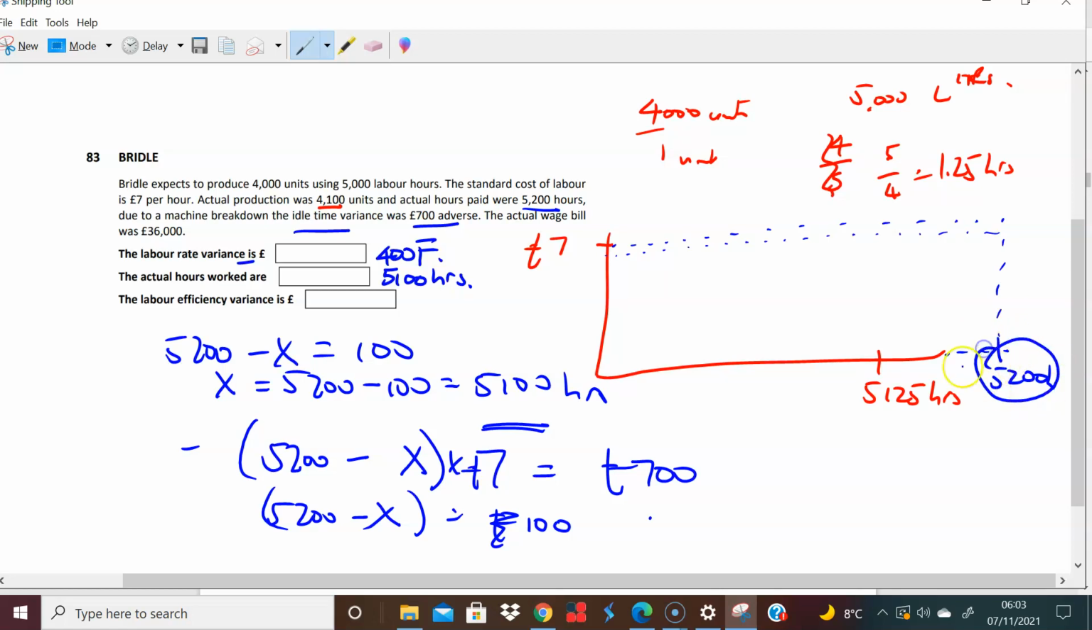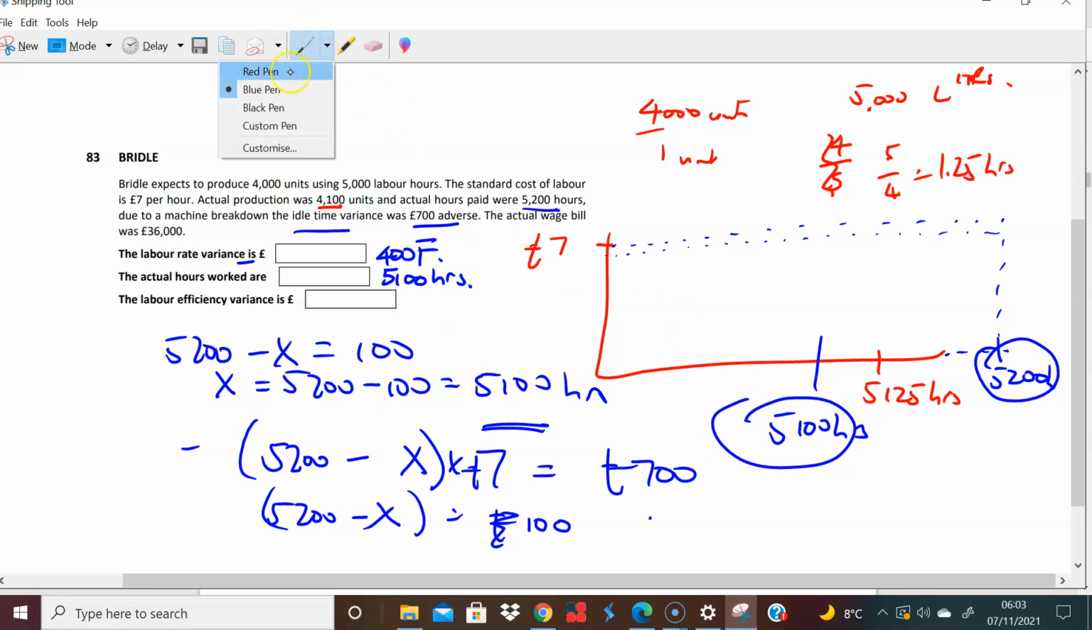In terms of understanding how you get your actual hours, the idle time is the relationship between actual hours worked and actual hours paid. We did that in the earlier formulas. Because there's a difference, now I know you actually did 5,100 hours. This is adverse. So I know you did 5,100 hours, but you should have used 5,125 hours.